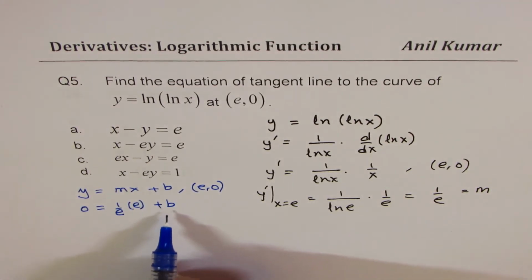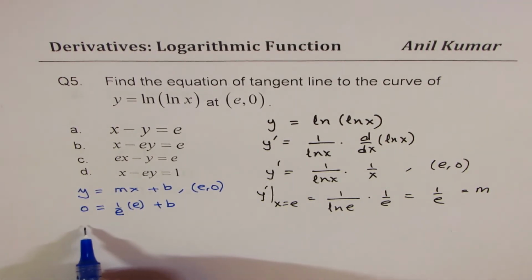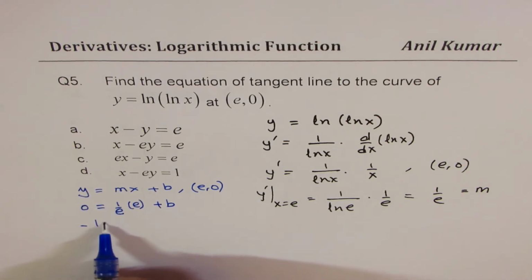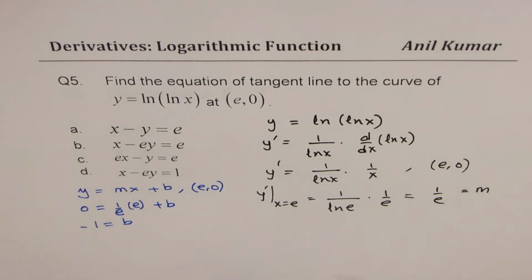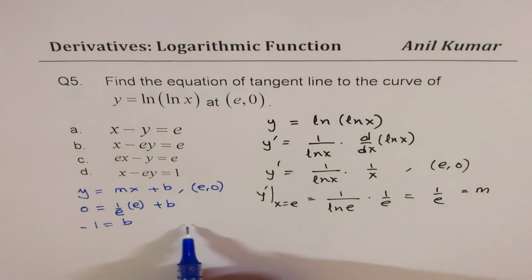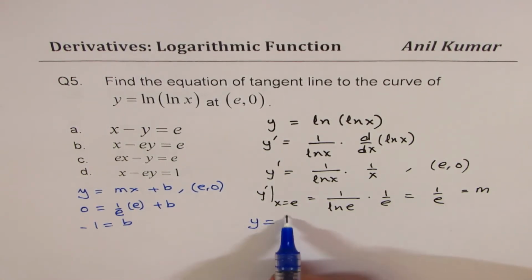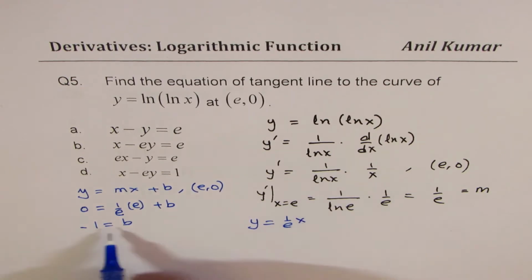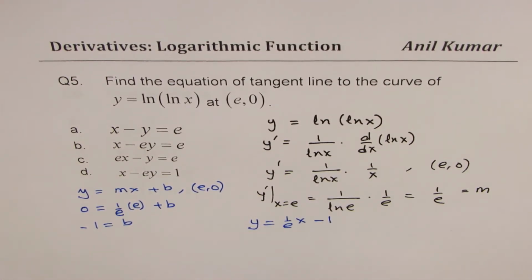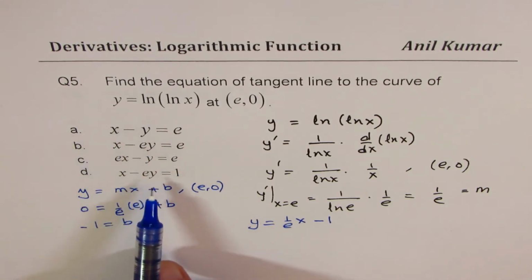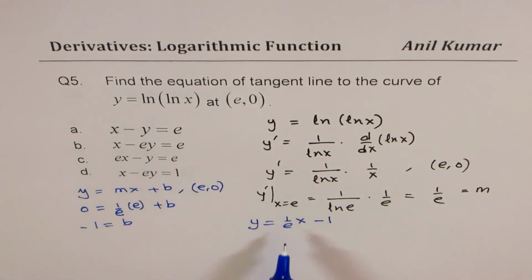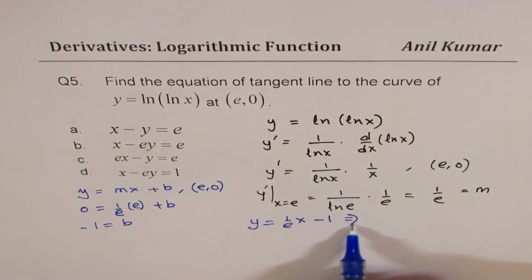So that gives us the y-intercept as minus 1. Minus 1 is b. So we get our equation as y equals the slope, which is 1 over e, times x, and b is minus 1. So this is the equation which we get. Now we have written it in a kind of standard form, so I'll bring all the terms together. So if I multiply by e, what do I get?